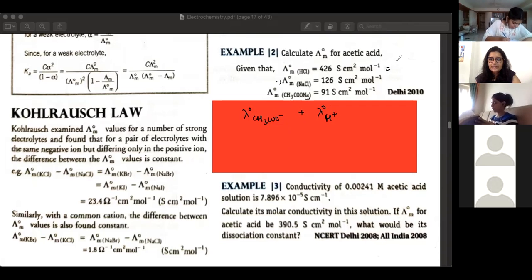For these kinds of questions, write each one as lambda naught H plus and lambda naught Cl minus; this is going to be lambda naught Na plus and lambda naught Cl minus; this is going to be acetate ion plus Na plus. Once you have the equations, you have to manipulate them. Is the answer 391 S cm square per mole? Yes. You need to add or subtract them, manipulate them somehow so that you get this on one side, and whatever numerical values you get on adding or subtracting will give you the value of this.